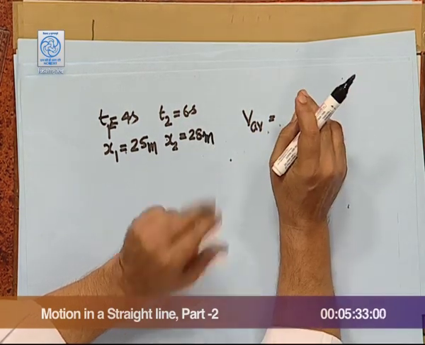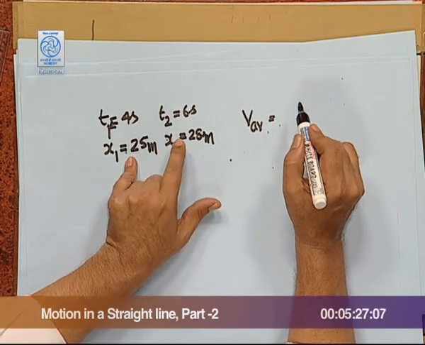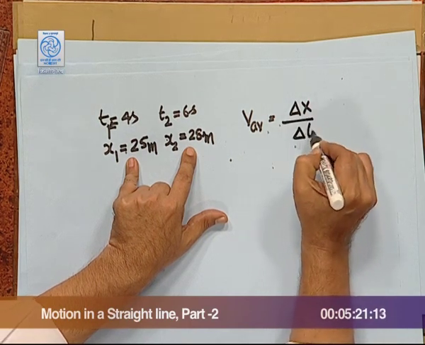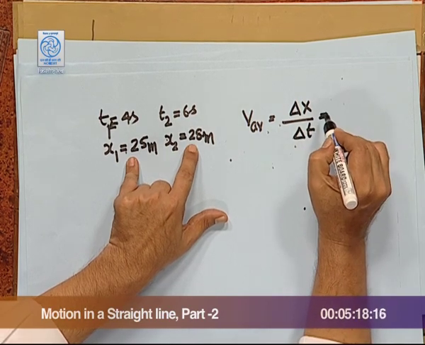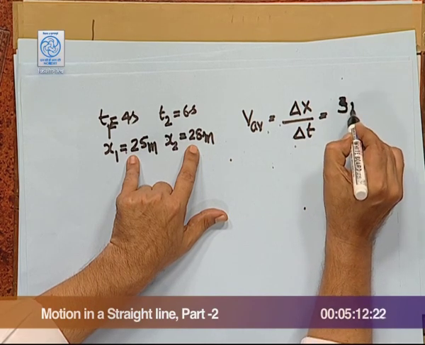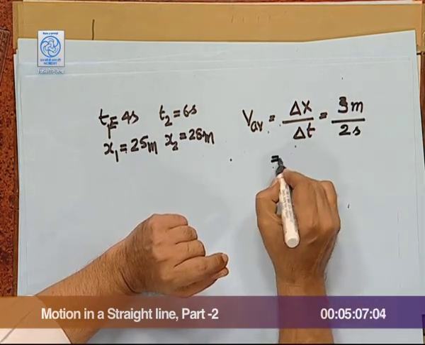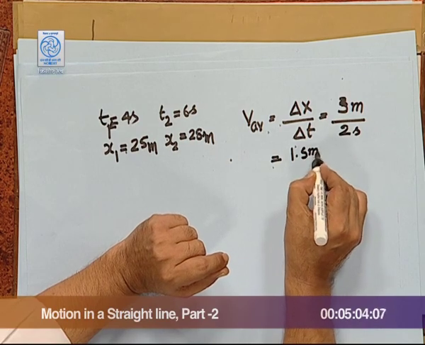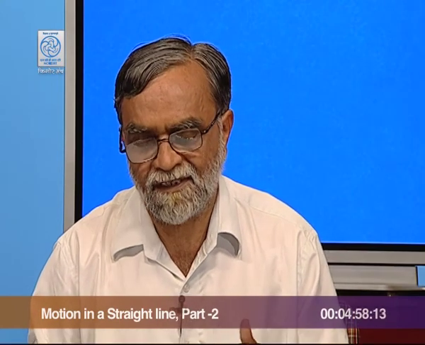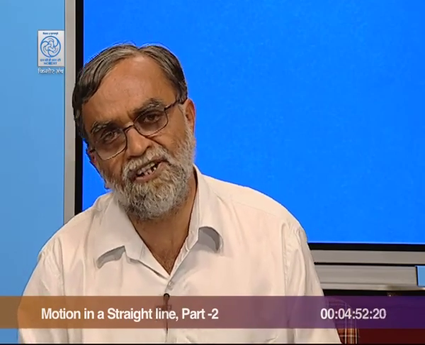Now, the V average in this case, if you substitute in the equation x2 minus x1 divided by t2 minus t1, which I am writing as delta x by delta t, happens to be 28 meters minus 25 meters, which is 3 meters, and the delta t happens to be 2 seconds. The V average happens to be 1.5 meters per second. In all these cases, you realize from the data that we have given you that the average velocity goes on changing with time.